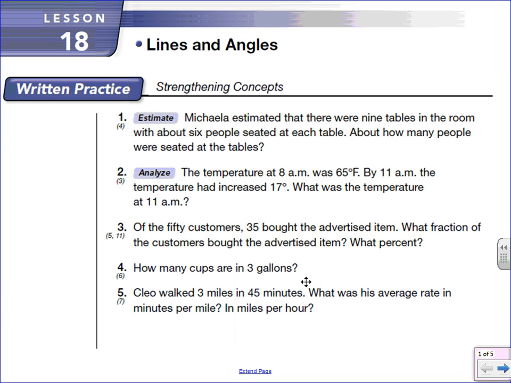Lesson 18 is on lines and angles. And we'll get to problems based on that in a little bit.